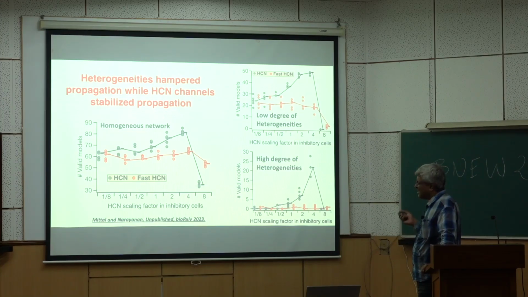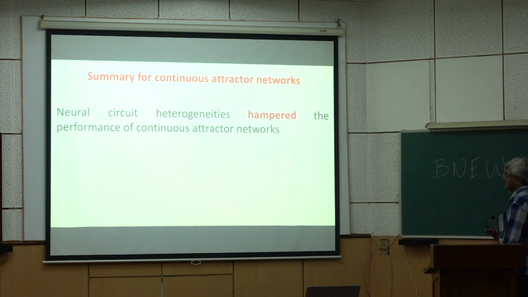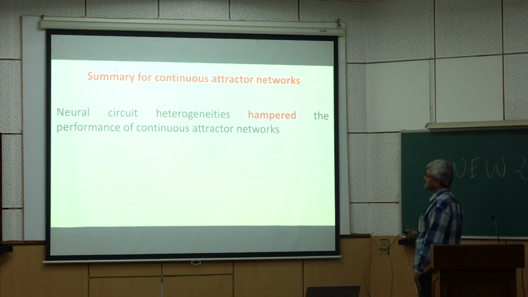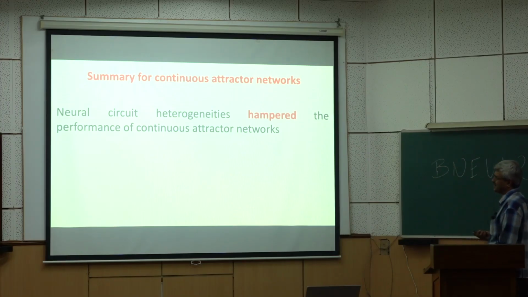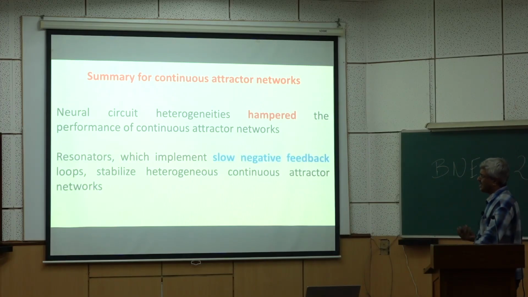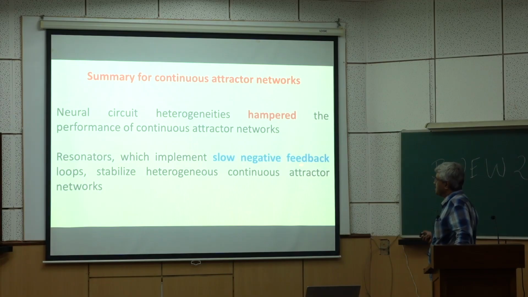This is currently in review in eLife. We are working on the revision. So in this case, the network heterogeneities hampered the performance of the continuous attractor network. And resonators which implemented slow negative feedback loops stabilized the heterogeneous continuous attractor networks that are present over here.